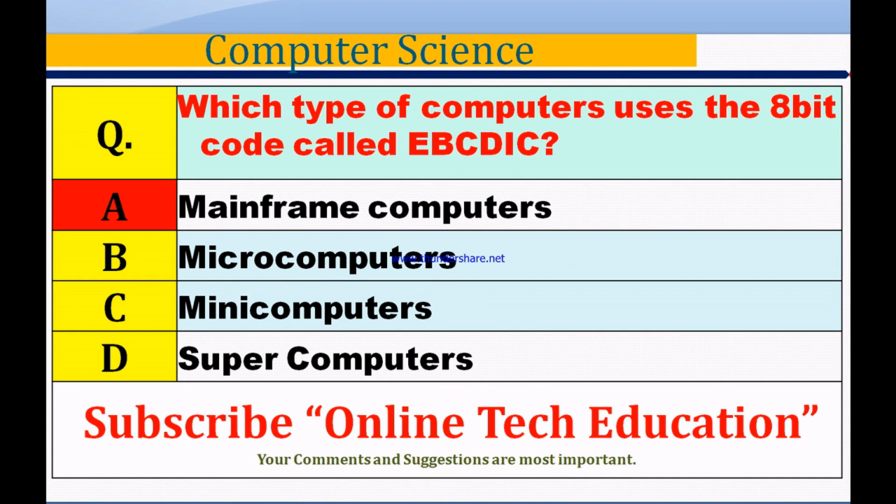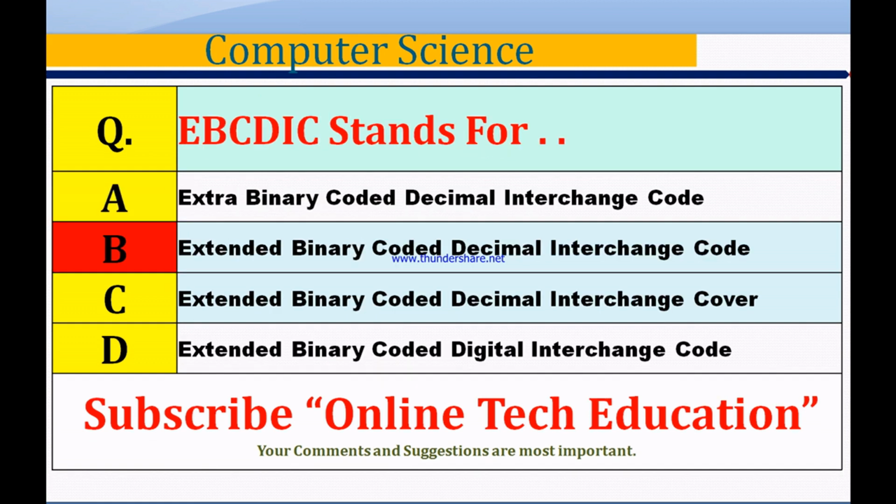Which type of computers use the 8-bit code called EBCDIC? Mainframe computers, microcomputers, minicomputers, supercomputers. Correct answer: mainframe computer, EBCDIC. Computer 8-bit code, mainframe computer. A option, mainframe computer.